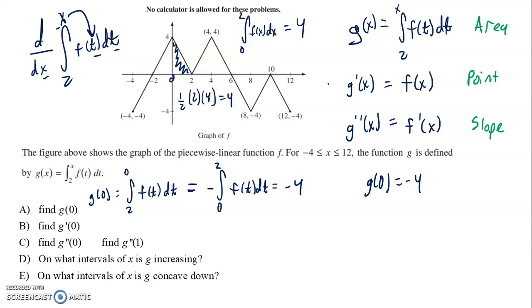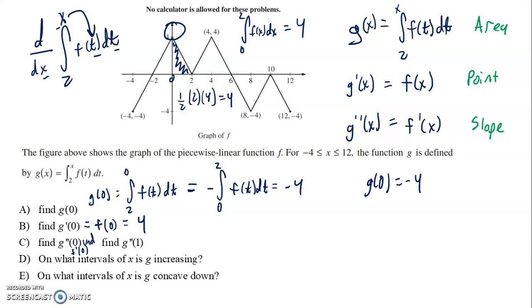All right, so g prime of 0 is the same as f of 0, which is just the y value of this graph when x is 0. So it's that point right there. So it's 4, and I'm done. g double prime of 0 would mean what is f prime of 0? So what is the slope of f at this point up here? Since we're at a corner, this would be undefined.